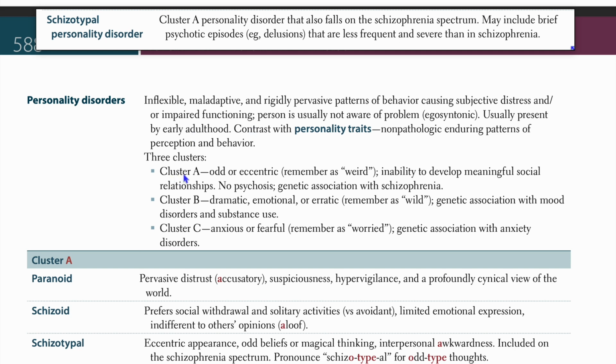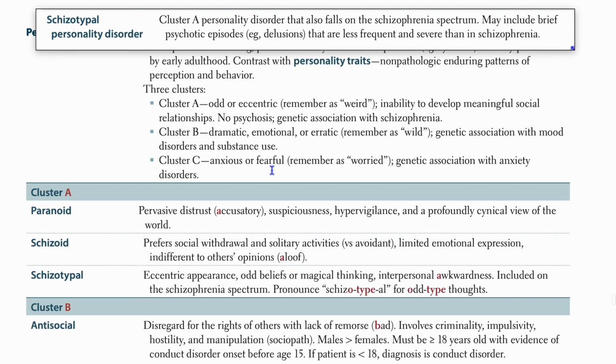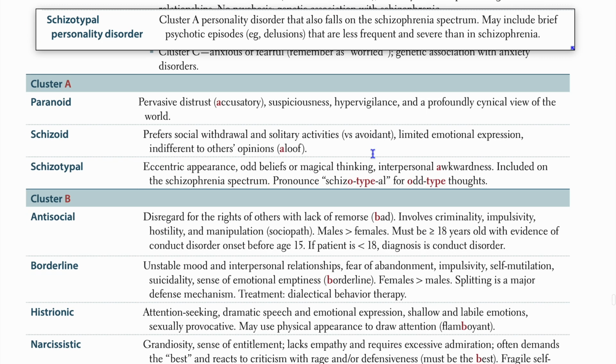There are 3 clusters. Cluster A, odd and eccentric. Remember as weird. Inability to develop meaningful social relationships. No psychosis. Genetic association with schizophrenia. Okay, so these are the weird and odd ones. Cluster B is dramatic, emotional, and or erratic. So remember as wild. Genetic association with mood disorders and substance abuse. And then you have cluster C, anxious or fearful. Remember as worried. Genetic association with anxiety disorders.